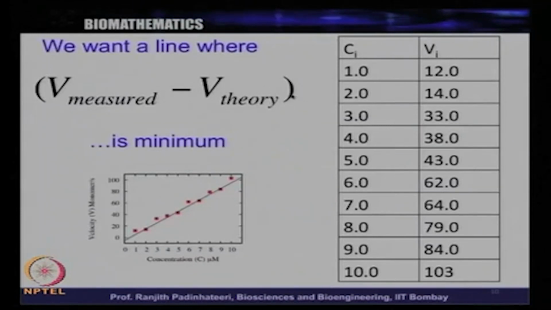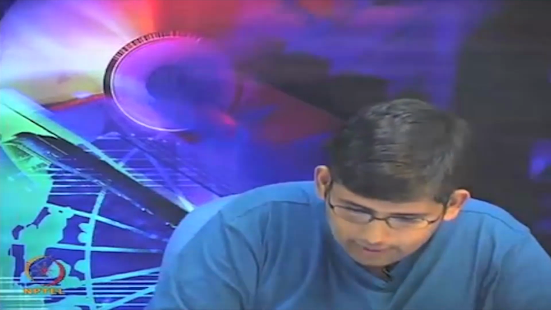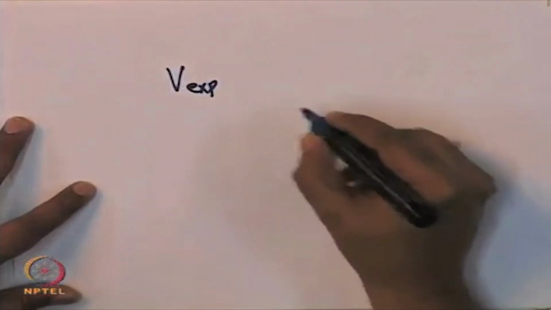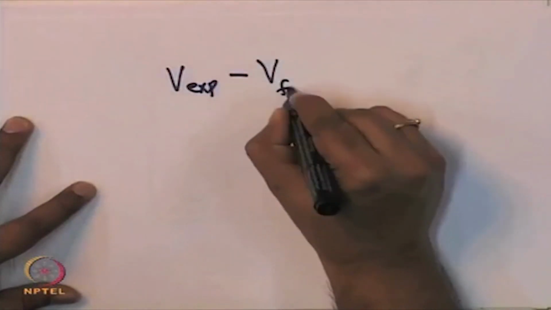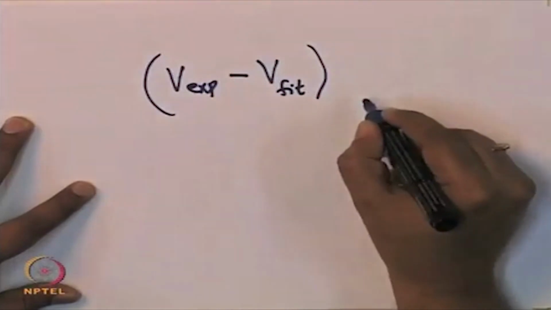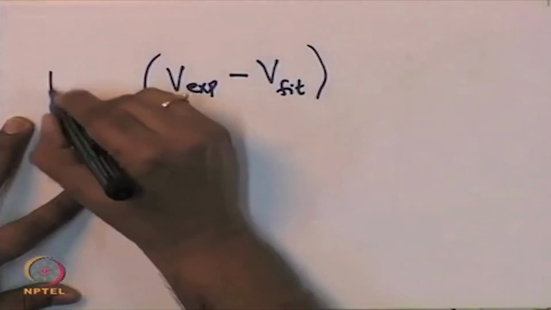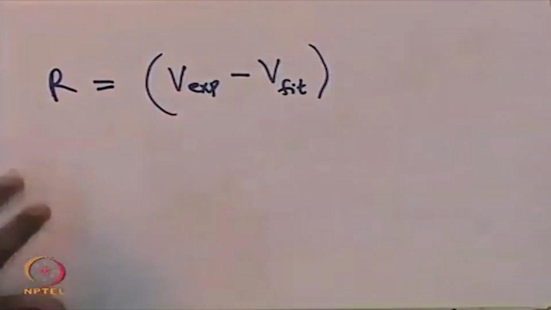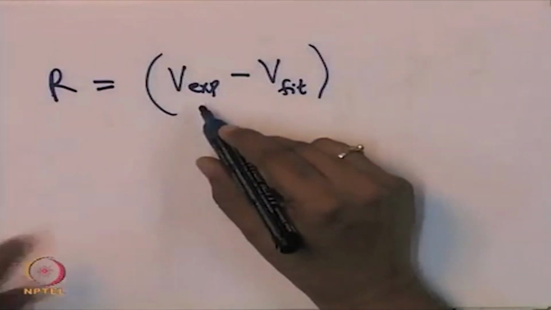So, what we expect is that V experimental minus V fitting has to be minimum. So, if we define this as some function r, this function r has to be minimum. So, now what is the experimental value?